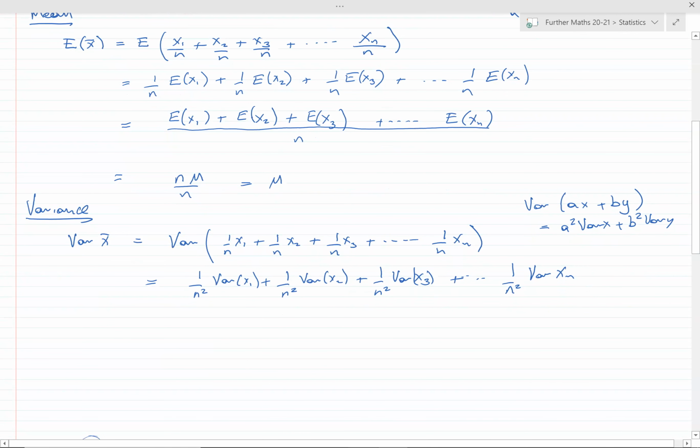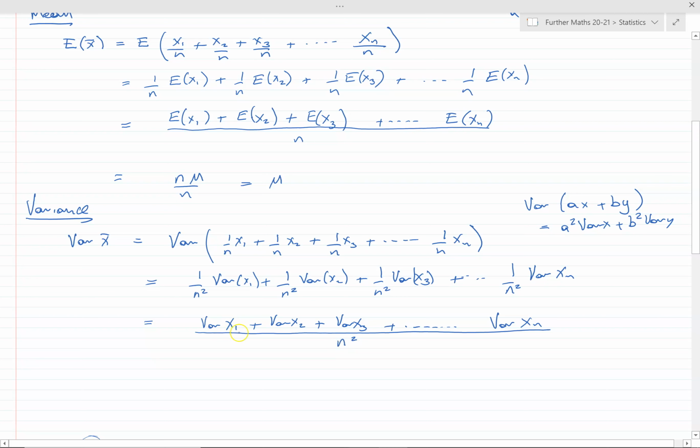Okay, so let's rewrite that over a common denominator. That's var x1 plus var x2 plus var x3, all the way up to the final one, var x to the n, all over n squared.